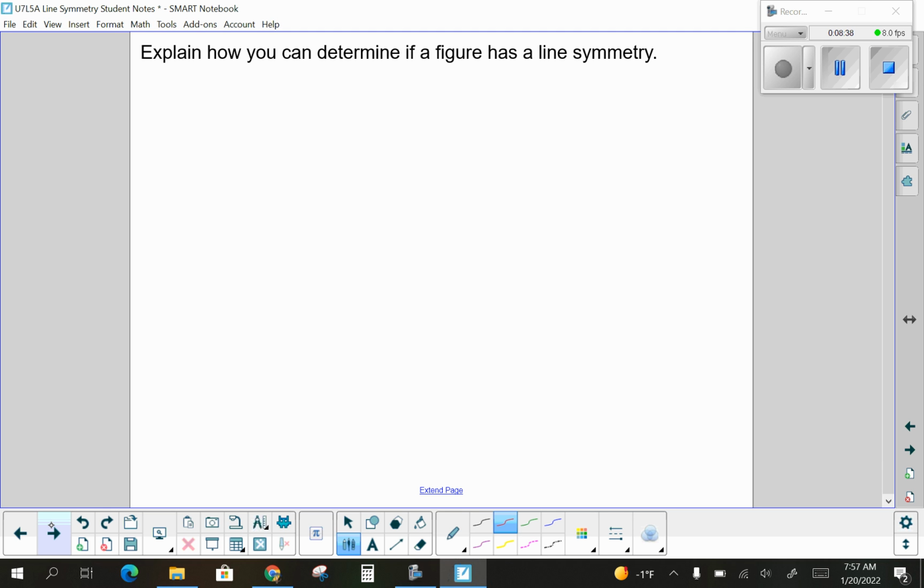Explain how you determine if a figure has a line of symmetry, and we've been doing that. You practice: you can fold it over a line and the parts all match up. You should be ready for your assignment now.